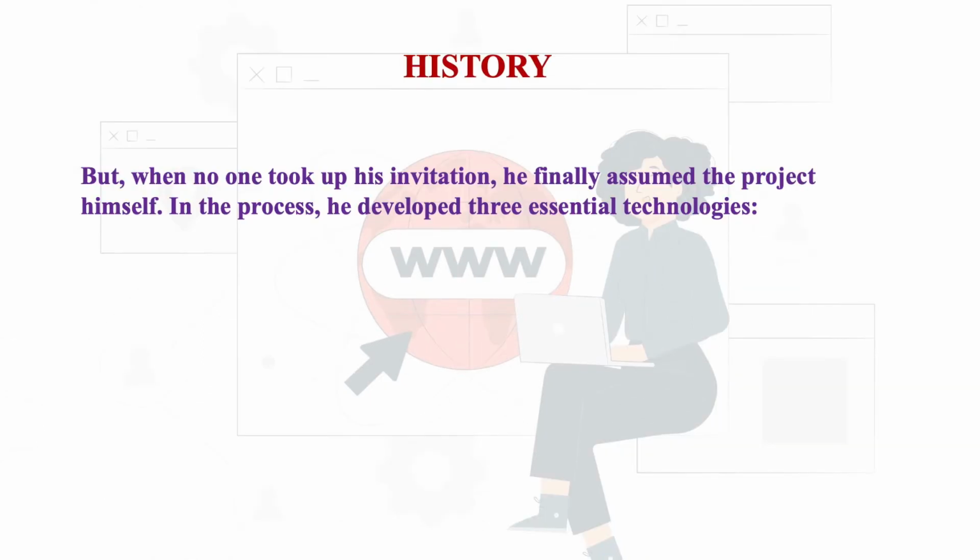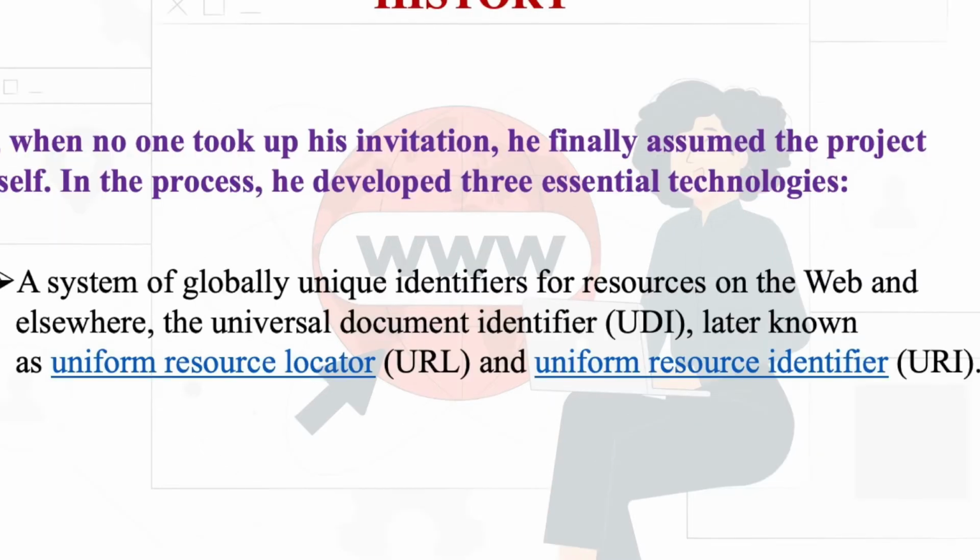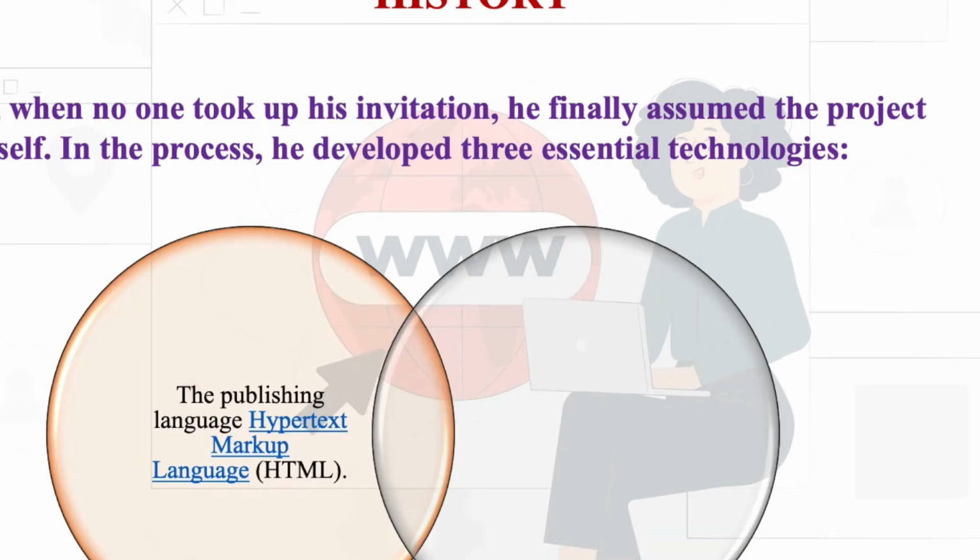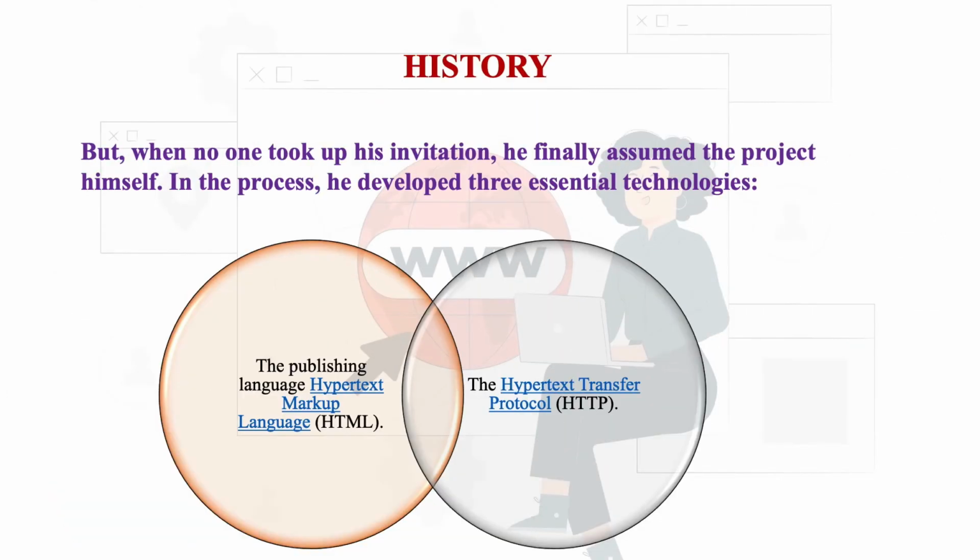But when no one took up this invitation, he finally assumed the project himself. In the process, he developed three essential technologies: a system of globally unique identifiers for resources on the web and elsewhere, the Universal Document Identifier, later known as Uniform Resource Locator and Uniform Resource Identifier, the publishing language Hypertext Markup Language, and the Hypertext Transfer Protocol.